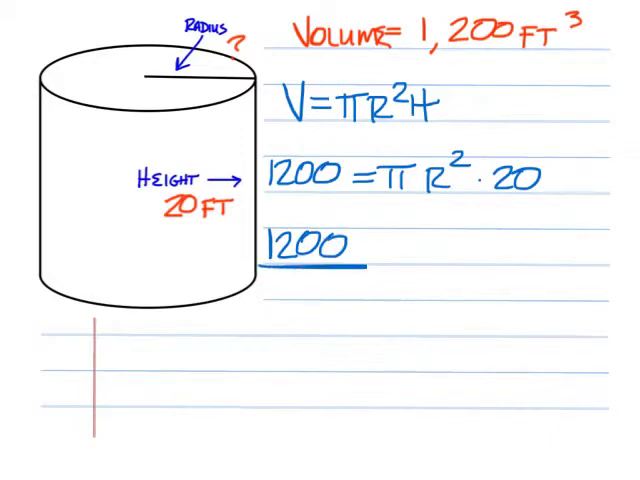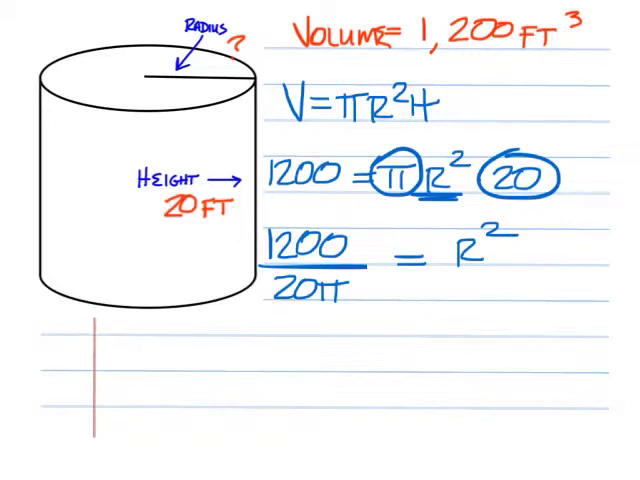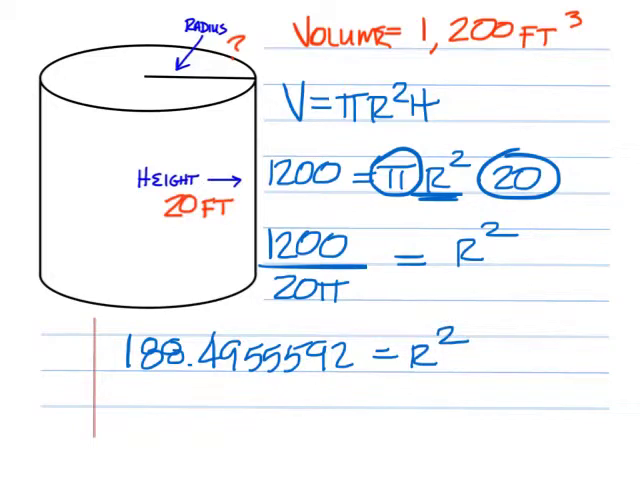What you must do to solve this first is to divide 1200 by the items that are with the r squared on the right. We need this by itself. You must divide the left side by the pi and the 20. So it's division by 20 pi. When you do that, the r squared is left by itself on the right. Now in your calculator, find 1200 divided by 20 pi. And you should come back with 188.4955592. And leave that in your calculator.